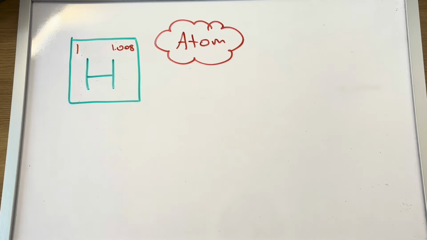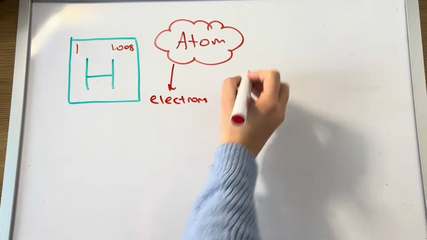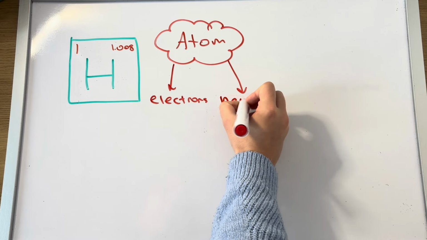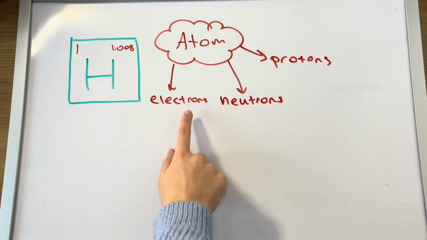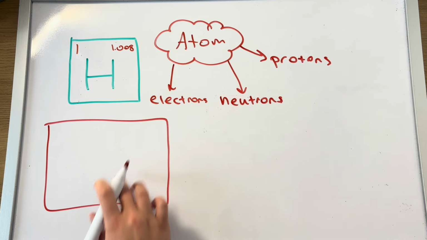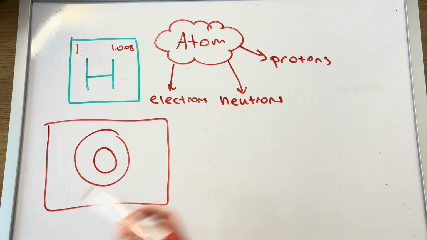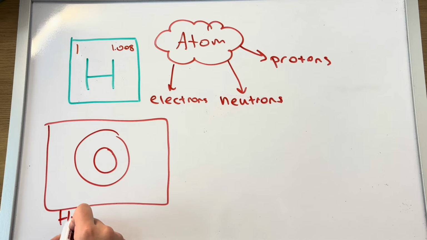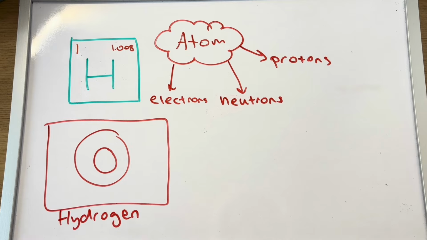And atoms are composed of three things: electrons, neutrons, and protons. How these atoms may look is something like this. We're going to draw a box, and inside will be an atom. So we have this big circle and then we have another circle. Let's say that this atom represents hydrogen, which is up here.